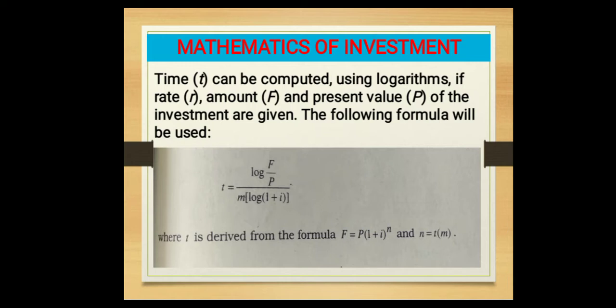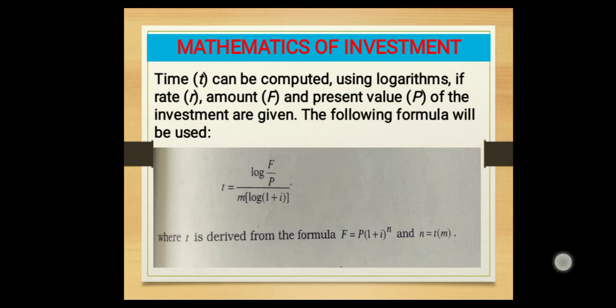Okay, again, simplify the numerator, simplify the denominator, and then divide. Okay, so F over P, then logarithm. Or you can directly substitute it on your respective calculators.